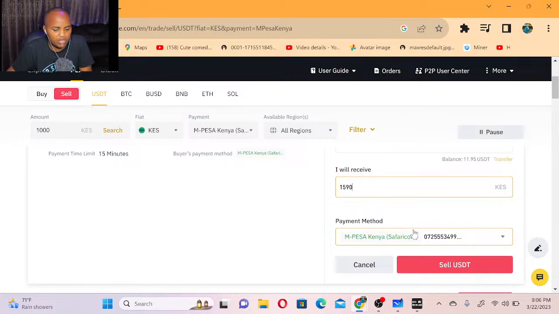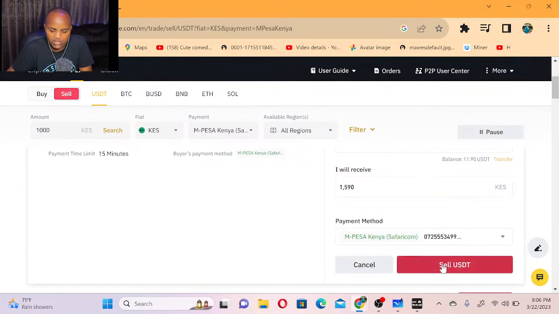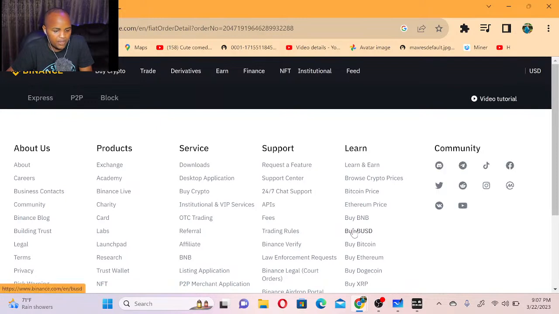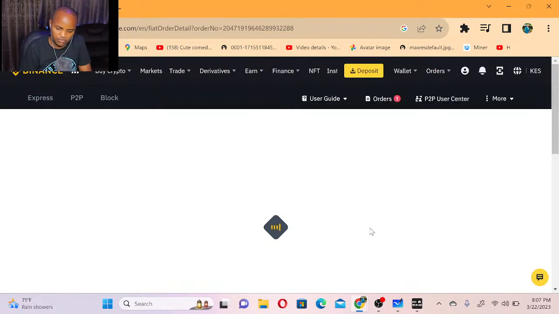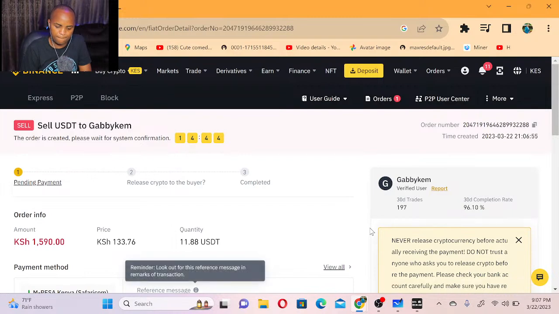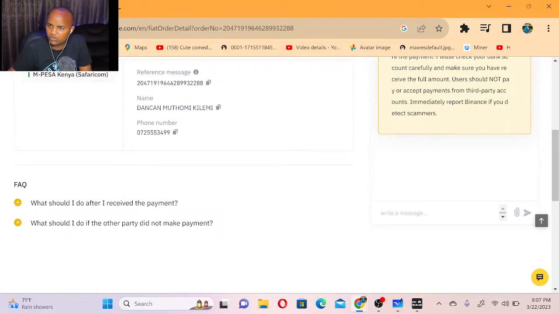Remember, you can put any amount. The levels are there, so I'm clicking sell. You send my money to my number here. So don't call me with that number before I receive the message. I'm going to be waiting to receive the money over here. I'm going to show you.